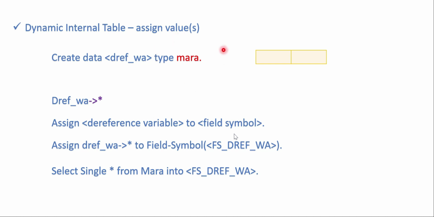So I'm changing the type to MARA. Then I'm going to do the same thing: assign my dereferenced variable to a field symbol. Here I'm going to use SELECT SINGLE because I need the data from my database table. It's going to be this work area, so I can hold only one record at a time. That's why I go with SELECT SINGLE.